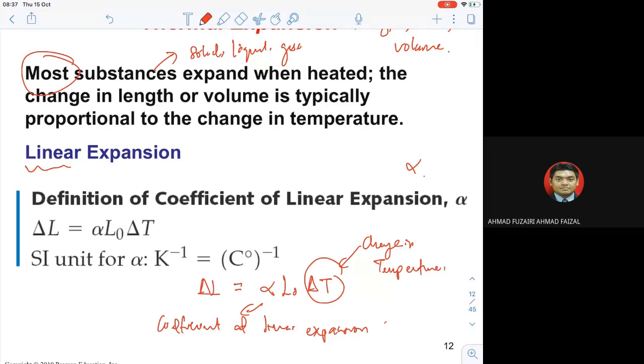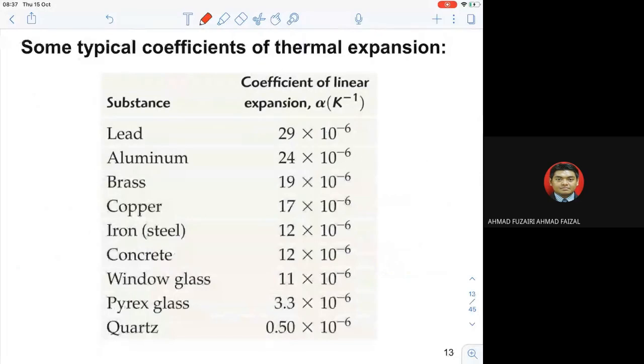The unit for alpha will be K negative 1, or maybe degree Celsius negative 1. We can see in the tables afterwards the different values for alpha, because alpha depends on the material. Each material will have a different alpha. So this is some typical coefficients of thermal expansion, for lead, aluminium, brass, copper, iron, steel, concrete, window glass, Pyrex glass, and quartz. All substances have a different coefficient of linear expansion, alpha.